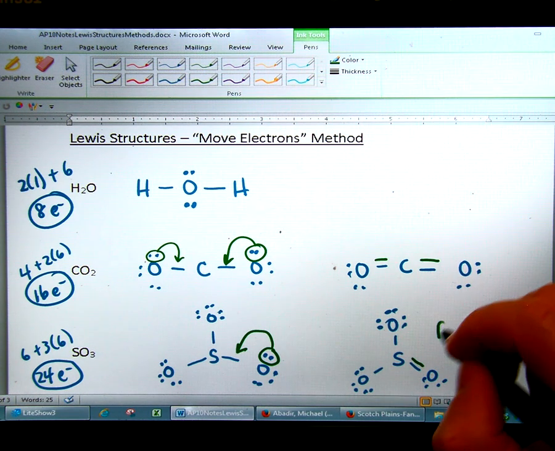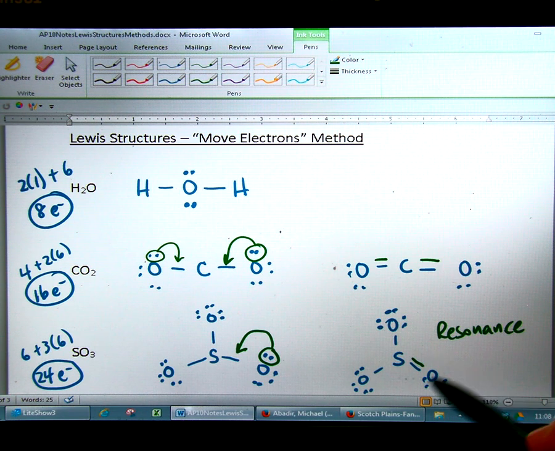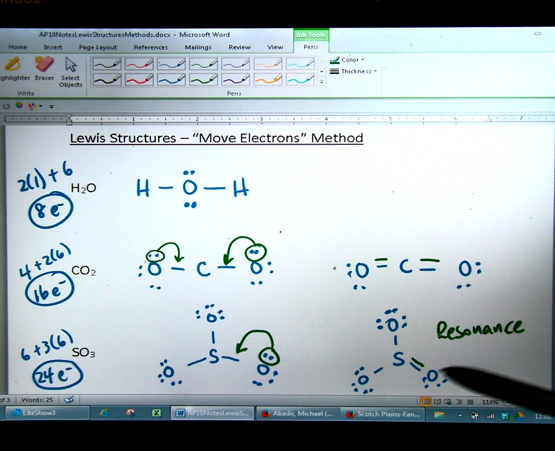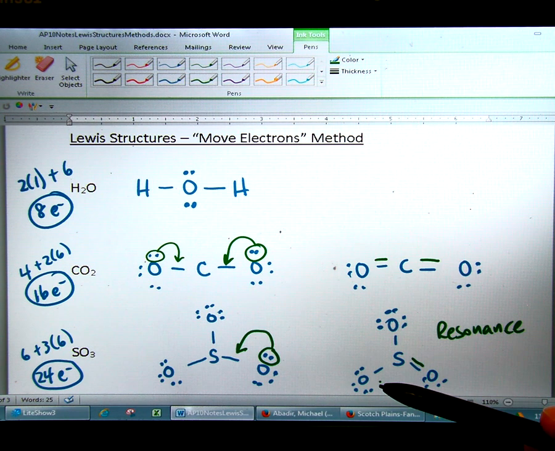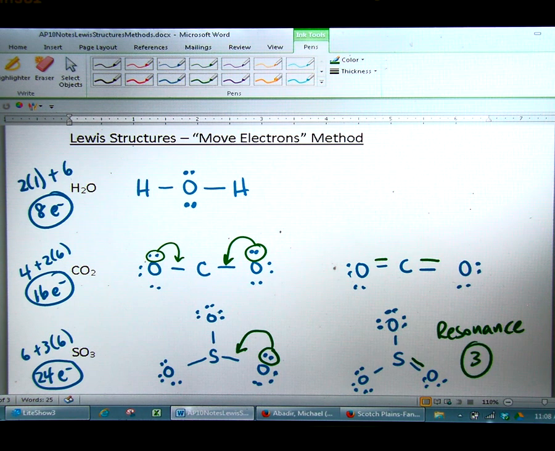And this also has what we call resonance, where resonance is you can draw the same structure but move the bonds around. So instead of double bond on the right, you could have double bonded on the left, or you could have double bonded on the top. So this has a total of 3 resonance structures as well.